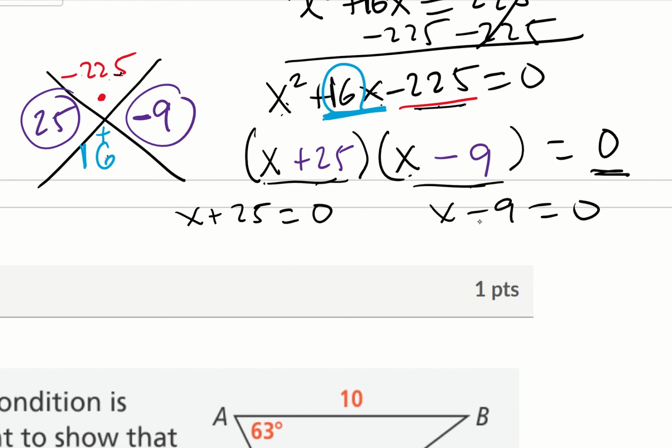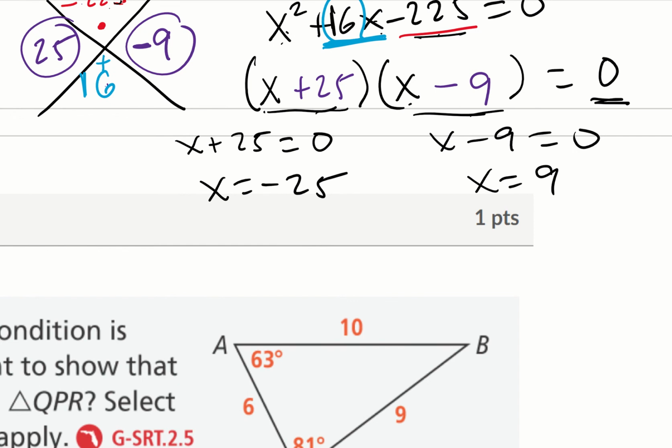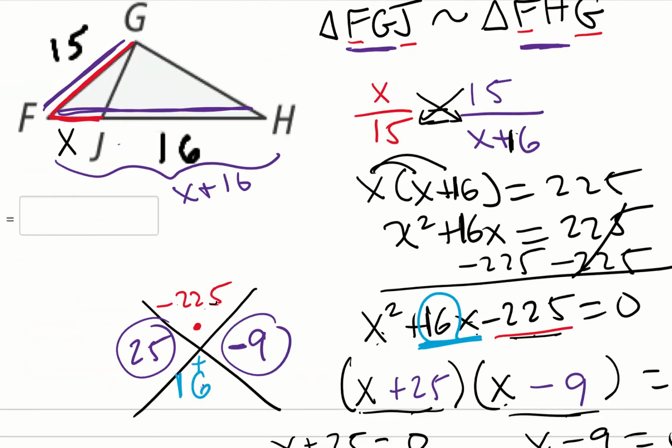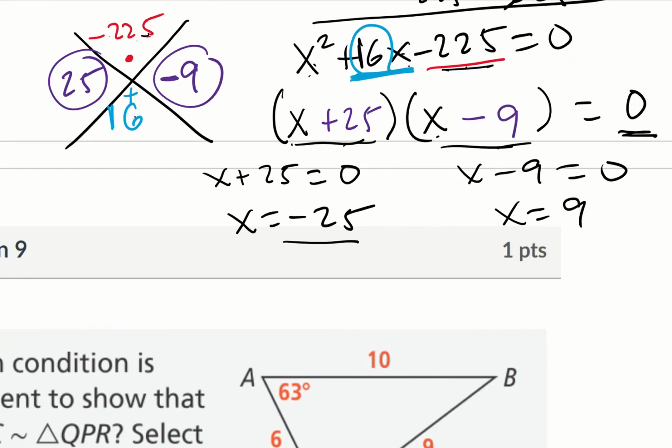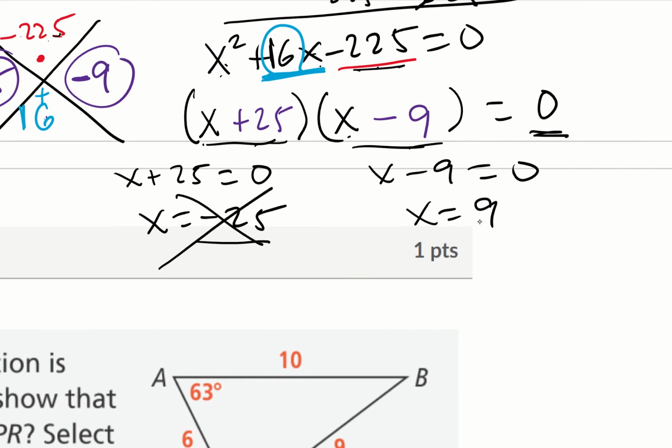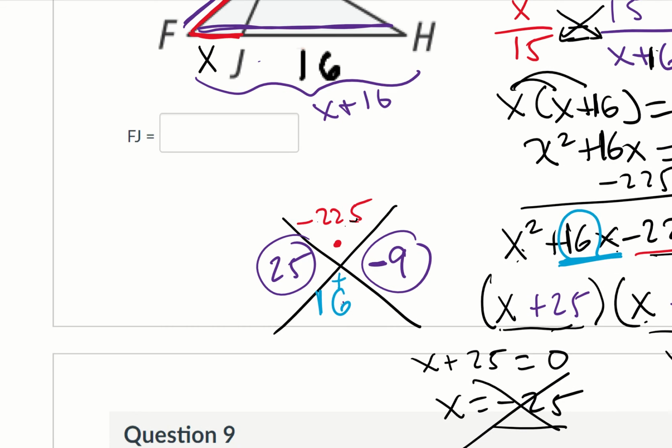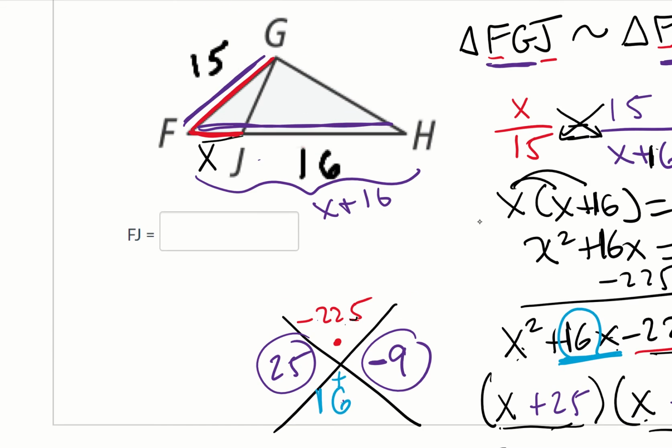So the only thing that makes x plus 25 0 is x is negative 25. For the right side, x would have to be 9. So we solved this equation. We have 2 solutions. However, notice that this solution doesn't make any sense because it's a negative number and we're talking about these sides in a triangle, so it doesn't make sense for it to be negative. So we're going to cross this solution out and we'll just say that x is equal to 9. So therefore the final solution is that FJ, which is equal to x, is 9.